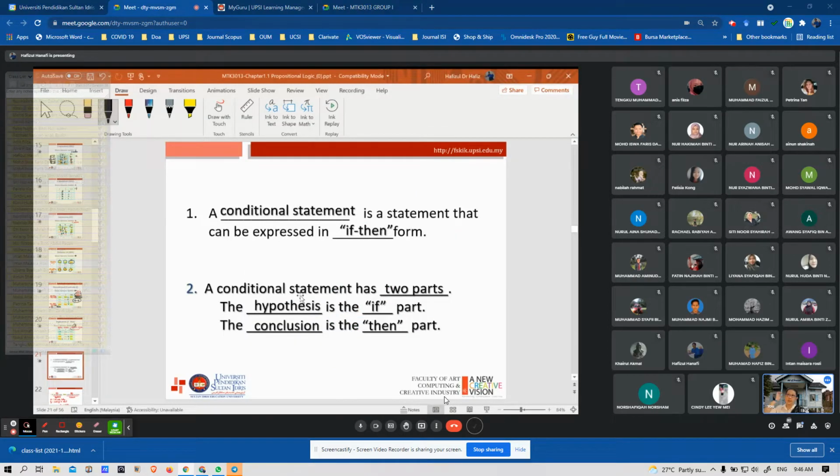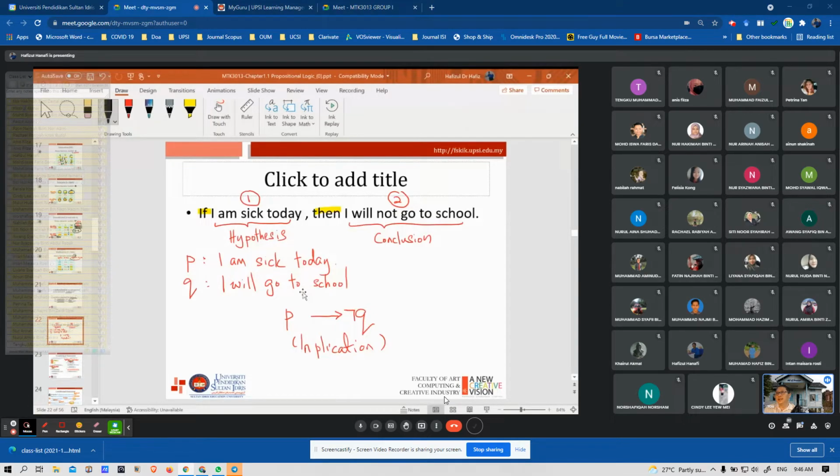Okay, this one is conditional statement. Is statement that can be expressed if then form. Conditional. And then dia terbagi kepada dua, if and then lah. Kita ada hypothesis if, and then kita ada conclusion then lah. Okay, for this one we have a proposition 1. Okay, hypothesis if I am sick today, then I will not go to school lah. Jadi kita ada I am sick, I will go to school lah.